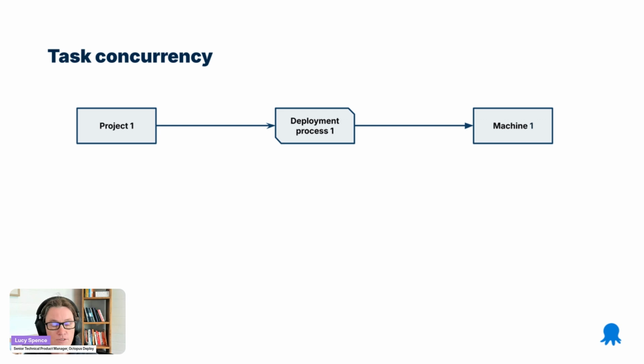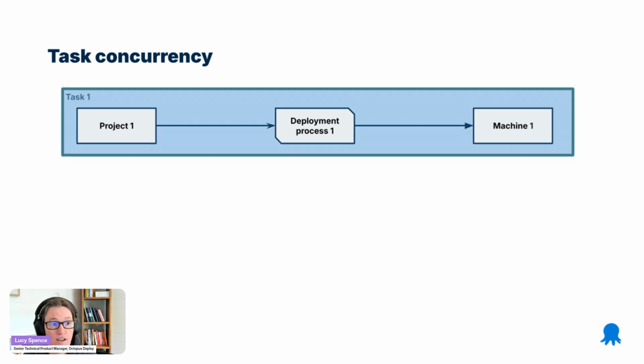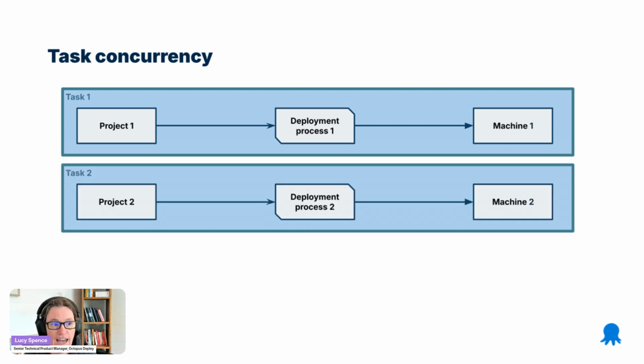I'm going to step through some examples of how this impacts those tasks, and so what can happen concurrently and what it can be limited by. It is worth saying, we'll talk about task caps in a bit, but assume that task concurrency is something that's very easy to increase. So one project, one deployment process to one machine would be one task. A second project deploying to a second machine would be a separate task. You could run these in parallel.